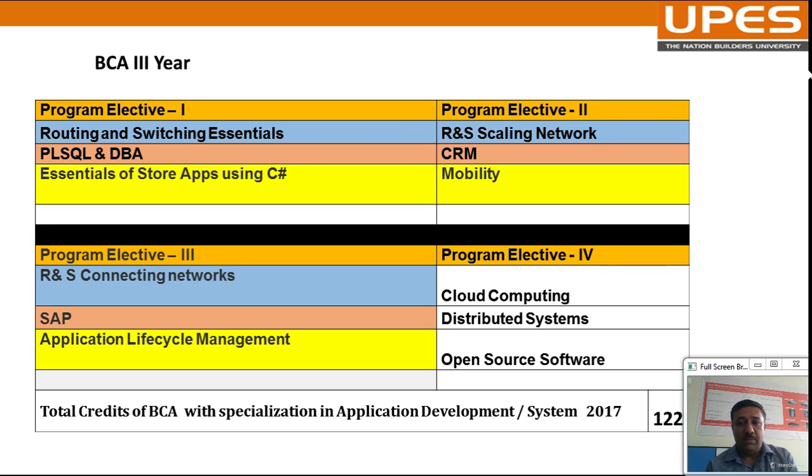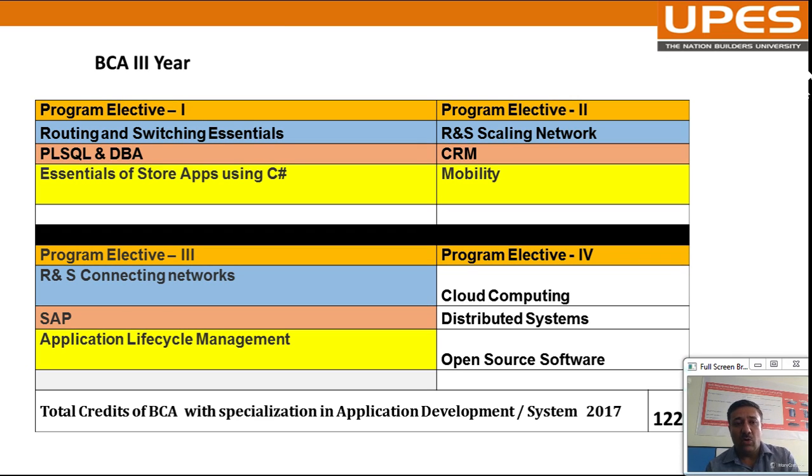After that, elective 2 will come in semester 4. Here we have Routing and Switching Scaling Networks. Again, the syllabus comes from Cisco itself. It leads to the Cisco certifications. Then we have one CRM, customer relationship management. It's based upon ERP technologies. The syllabus comes from SAP itself. Mobility again from Microsoft.